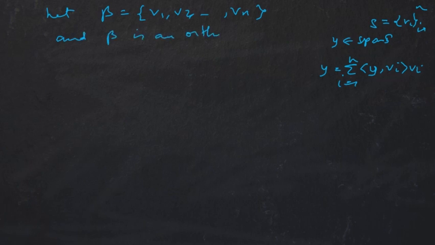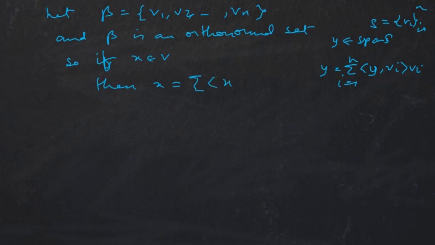So if x belongs to V, then x is nothing but the summation of the inner product of x with vi times vi, i varying from 1 to n, and hence the theorem is proved. Now let's see a corollary to this theorem.